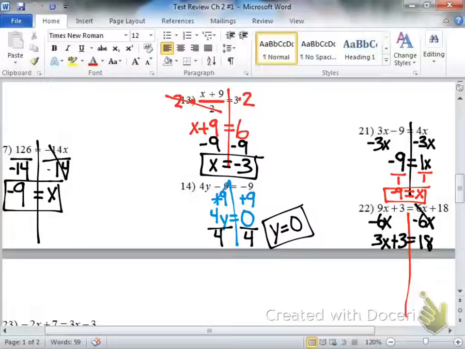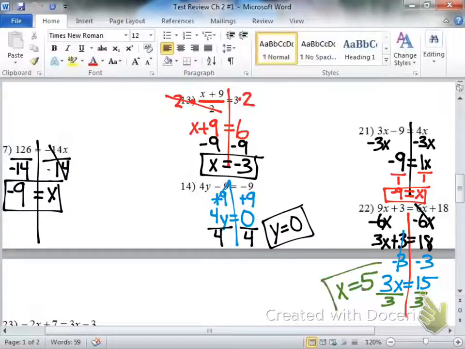This is like a regular old two-stepper, so once you get the x's together, it should be smooth sailing from there. What should I do? Subtract 3. So I have 3x equals 15. Then what? Divide by 3. Divide by 3. So x equals 5.